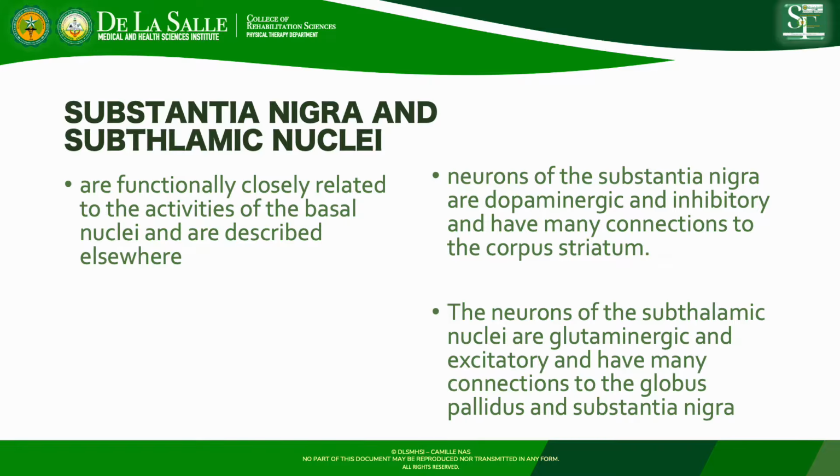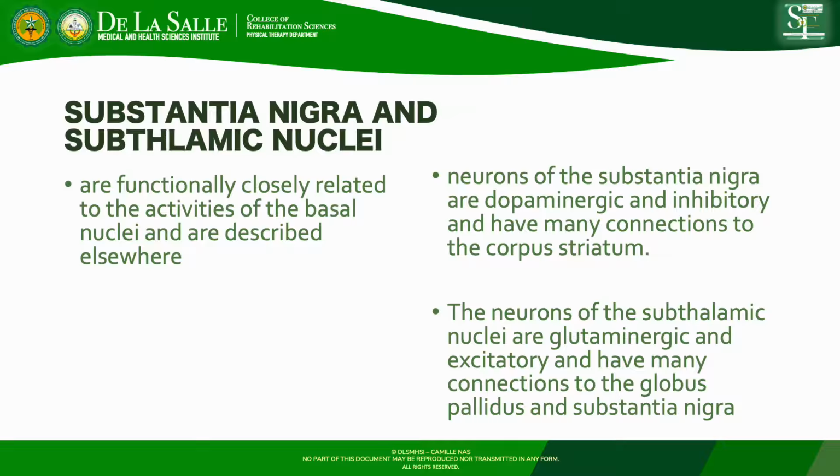And then we have the two nuclei, the substantia nigra and the subthalamic nuclei. These are closely related to the basal nuclei because of their function. Again, they're not directly part of the basal nuclei. Instead, they work with the basal nuclei. So the neurons of the substantia nigra are dopaminergic and inhibitory and have many connections to the corpus striatum.